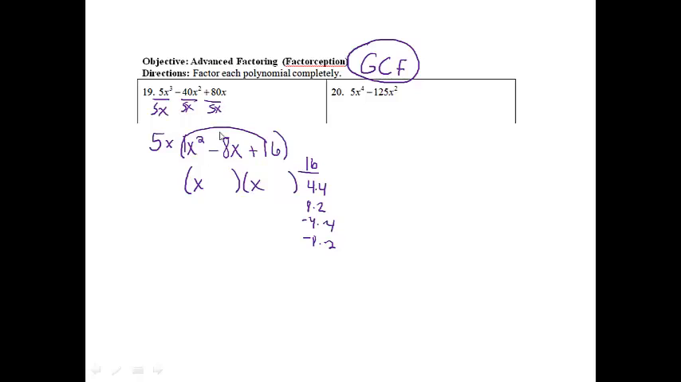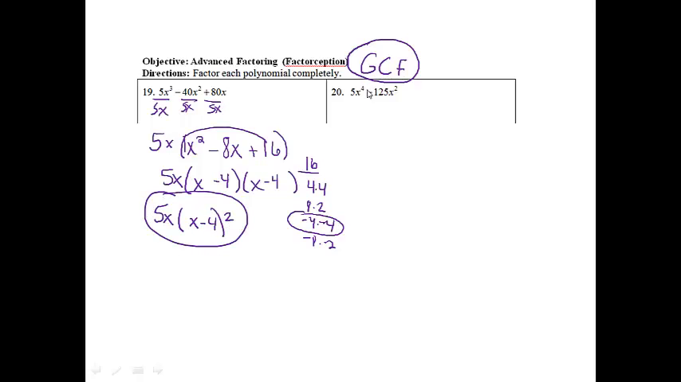If you look at what I want to end up getting, negative 8, I am going to choose negative 4 and negative 4 because negative 4 plus negative 4 is negative 8. So x minus 4, x minus 4. And don't forget the 5x has to tag along. So this is my answer. But remember, if you'd like your bonus point, since it's x minus 4 times x minus 4, we can rewrite it as x minus 4 squared.